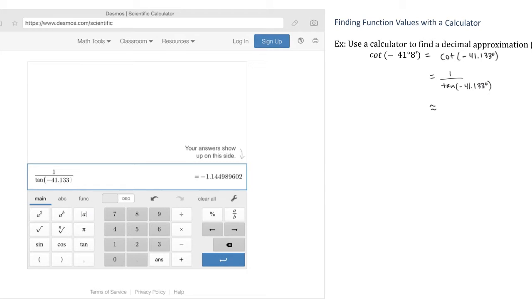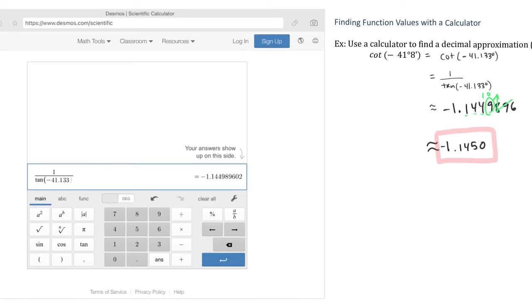Okay, so that is approximately negative 1.1449896. But since we're supposed to approximate this to 4 decimal places, we go over 1, 2, 3, 4, and so our 9 is going to round up because of the 8, so that rounds up to 10. The rest go to 0, and so we're left at negative 1.1450. So there is the value of cotangent of negative 41 degrees, 8 minutes.